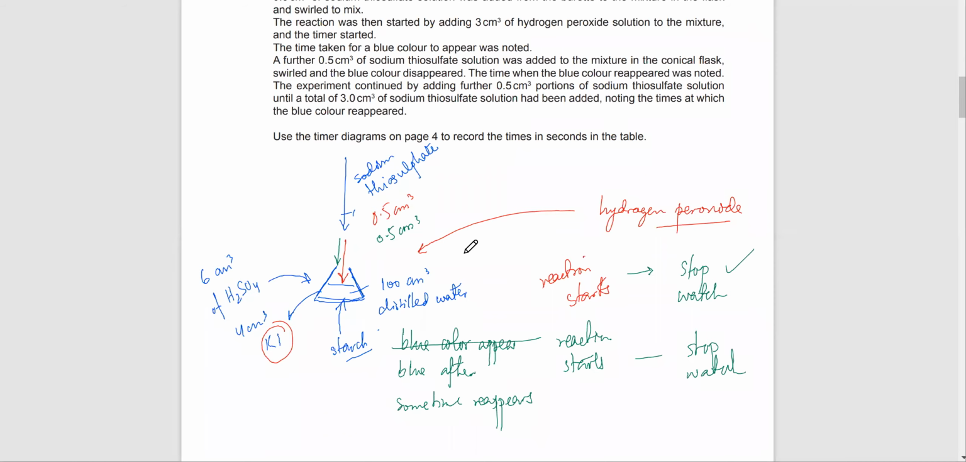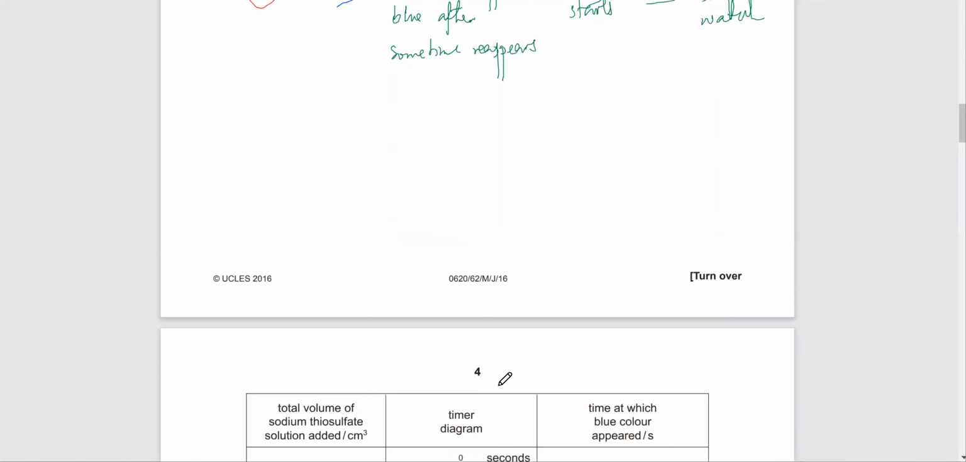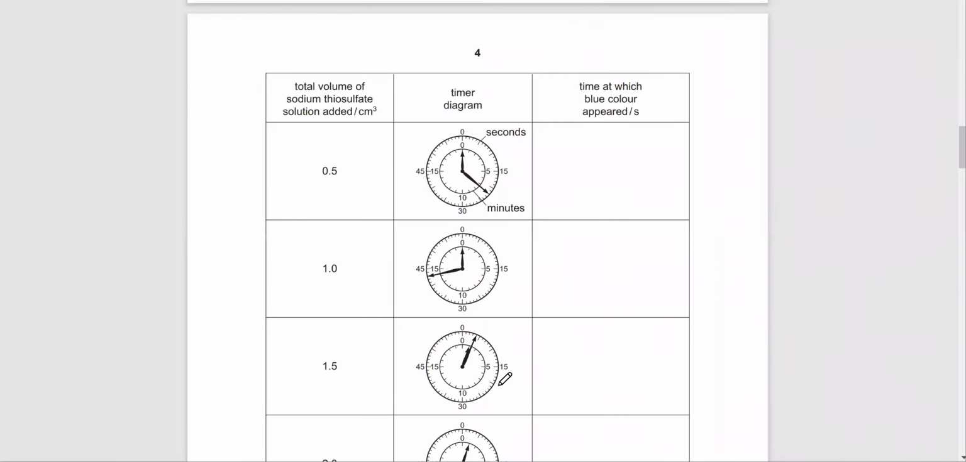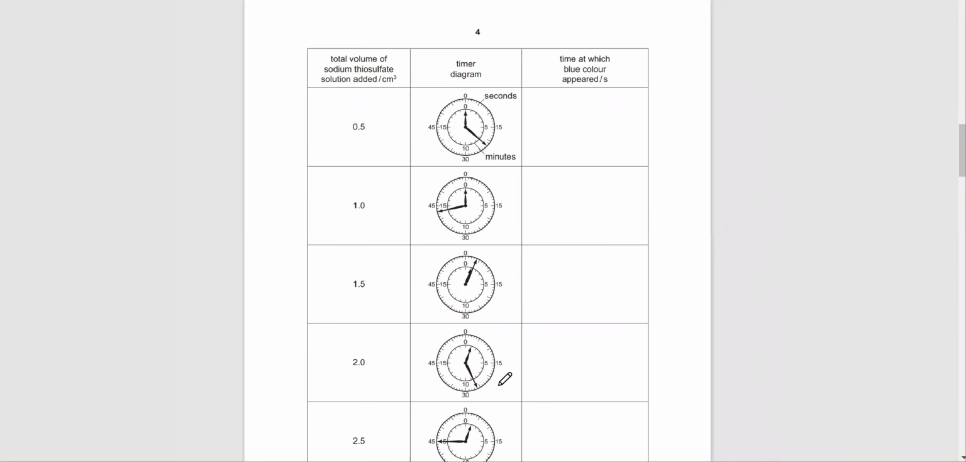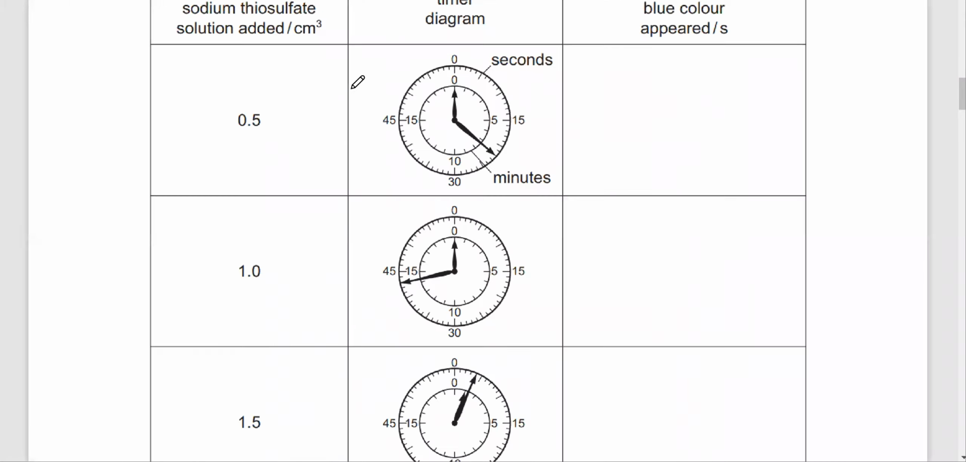Okay, so you don't even know what the reaction is. You don't even know the formula of sodium thiosulfate. So we don't know anything beyond this, we only know what he's doing. Okay, in the table he has plotted everything. He's told us that 0.5 cm3 of thiosulfate was initially added. What is the timer showing? What's the reading that the timer shows?